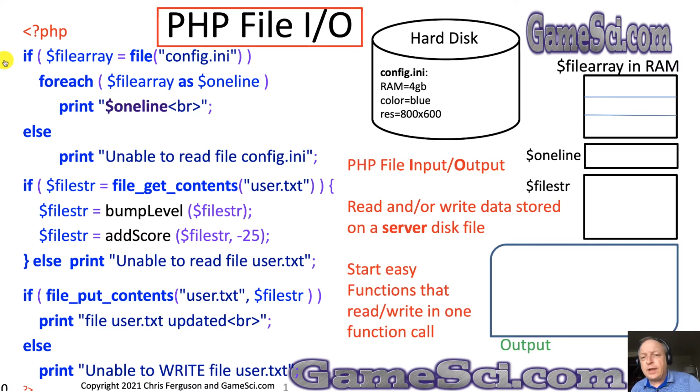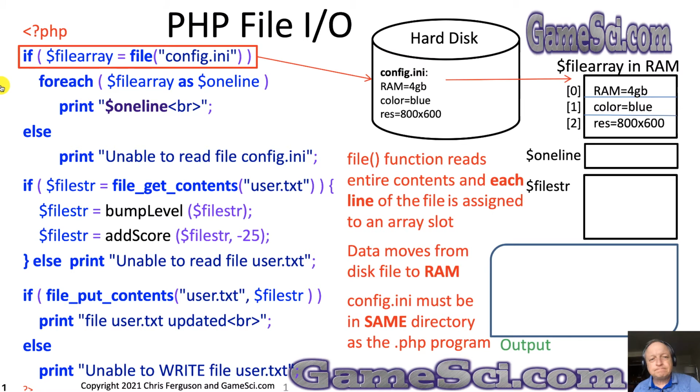PHP file I.O. I.O. stands for input and output. Read and or write data stored on the server disk file. We're going to start easy. Functions that read or write in one function call. It's sort of eating the whole sandwich in one bite.